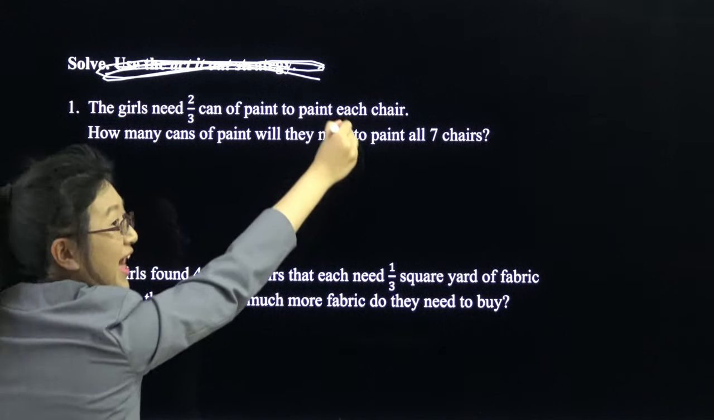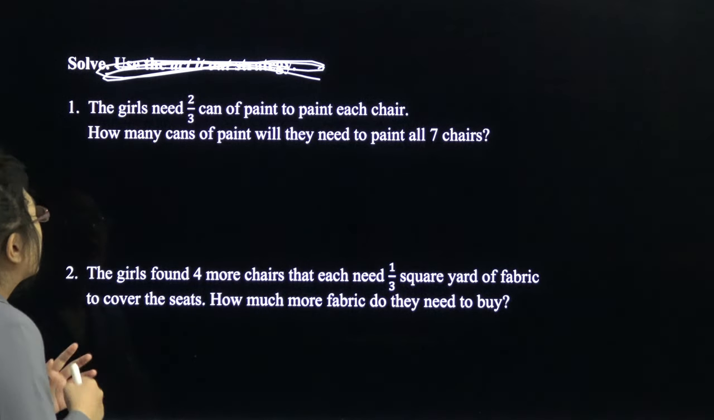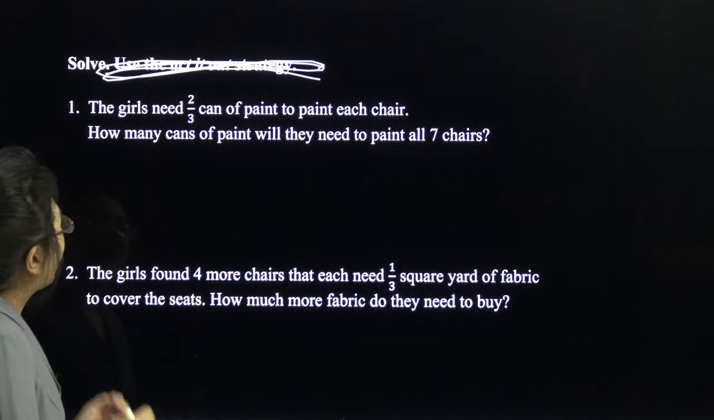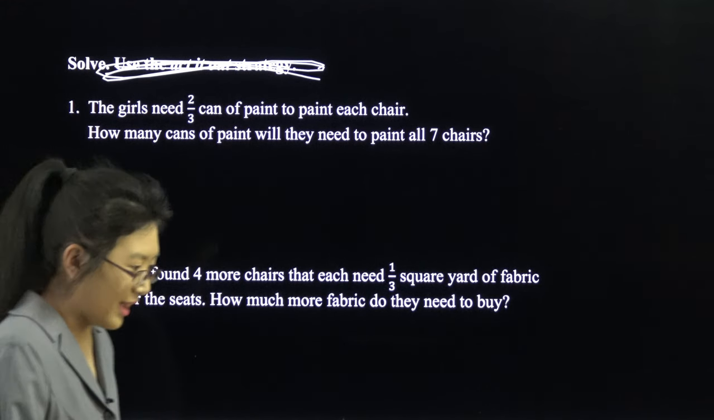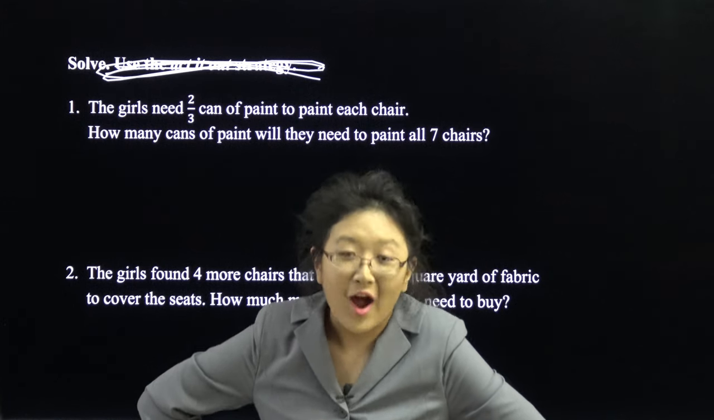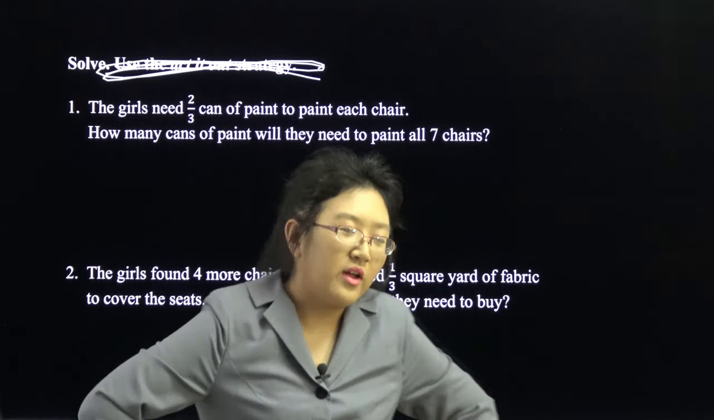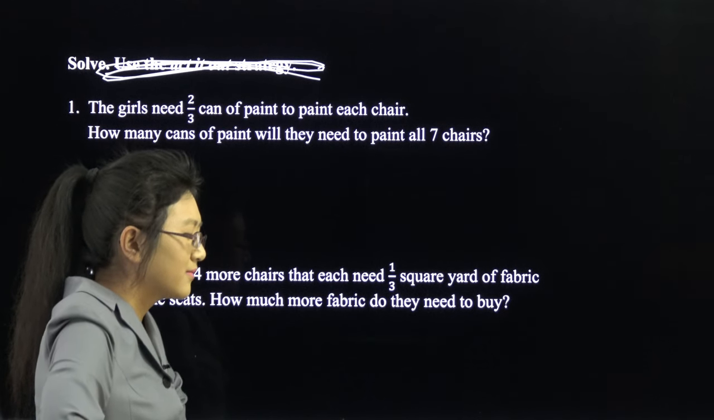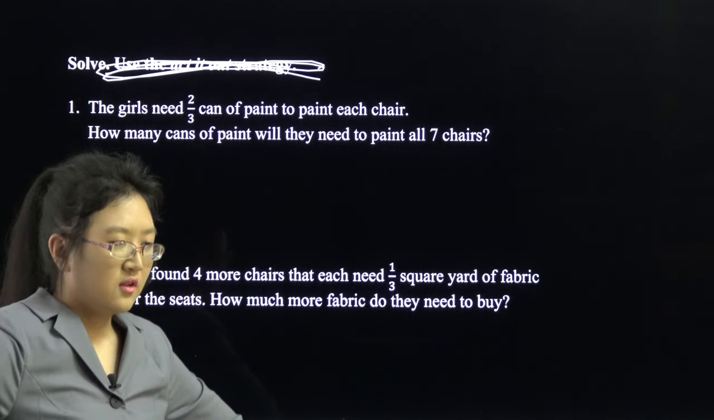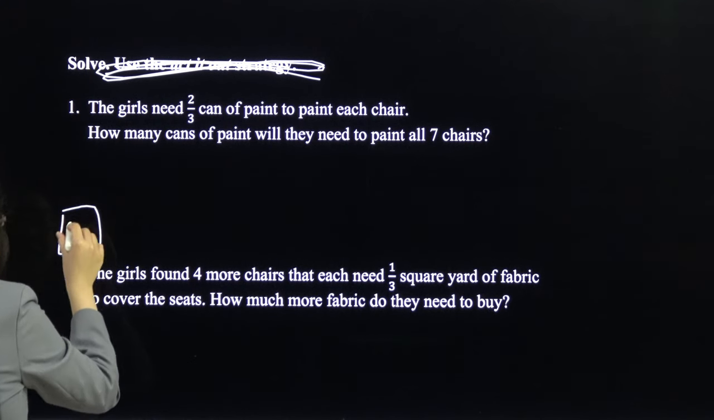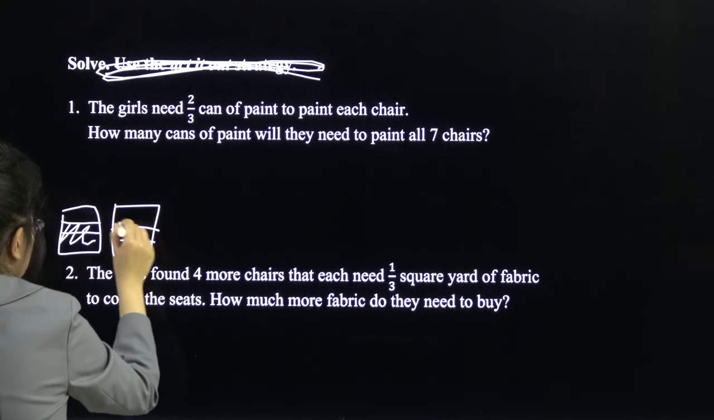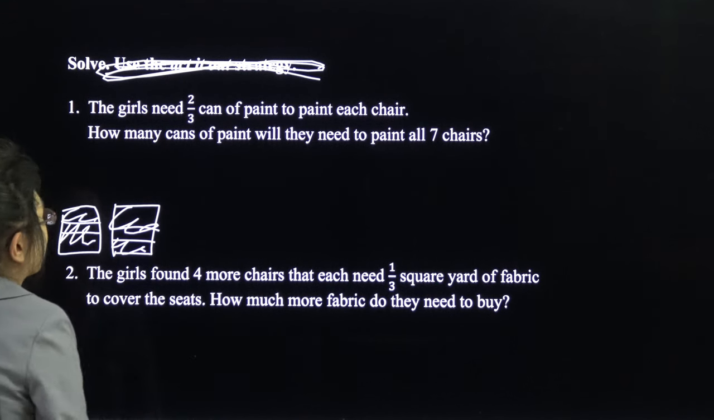Ignore! Got it? The girls, Owl and Lee, need 2/3 of a can of paint to paint each chair. How many cans of paint will they need to paint all 7 chairs? Okay, guys, if you're actually gonna get cans of paint, you actually just can't act this out without actually getting cans of stuff. It's better to just draw 2/3 of a can of paint, and then just color. But it's still not efficient.